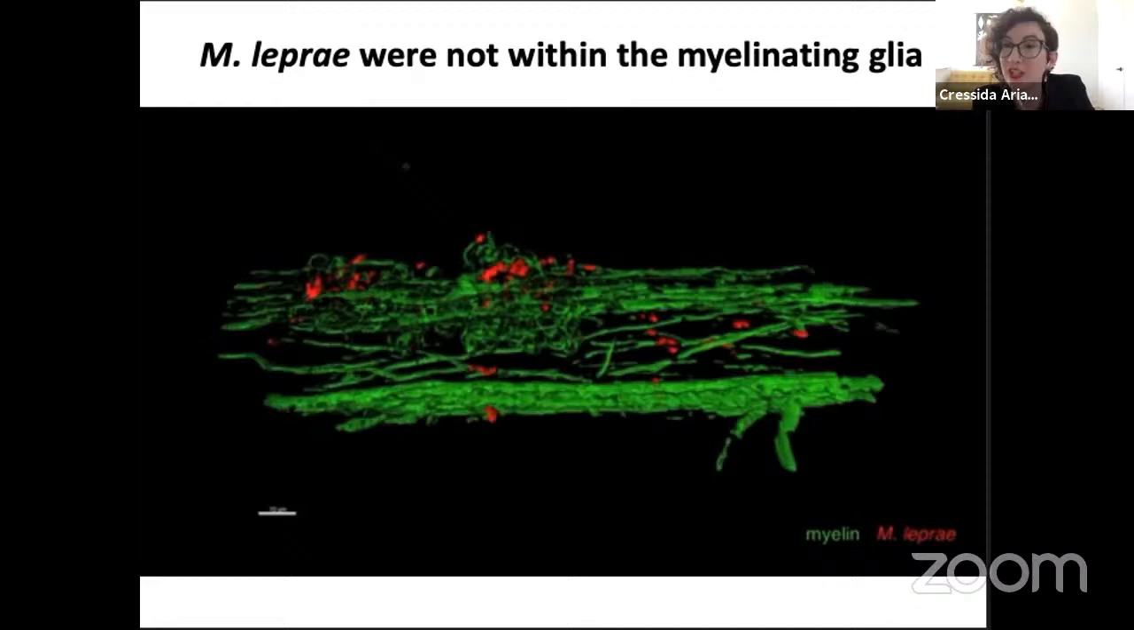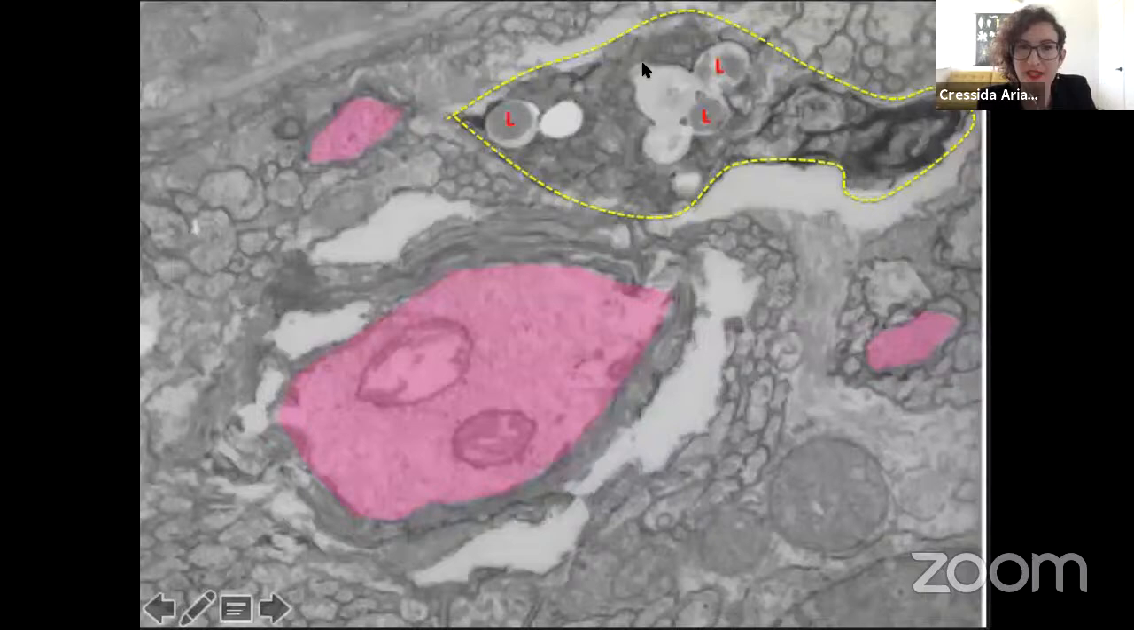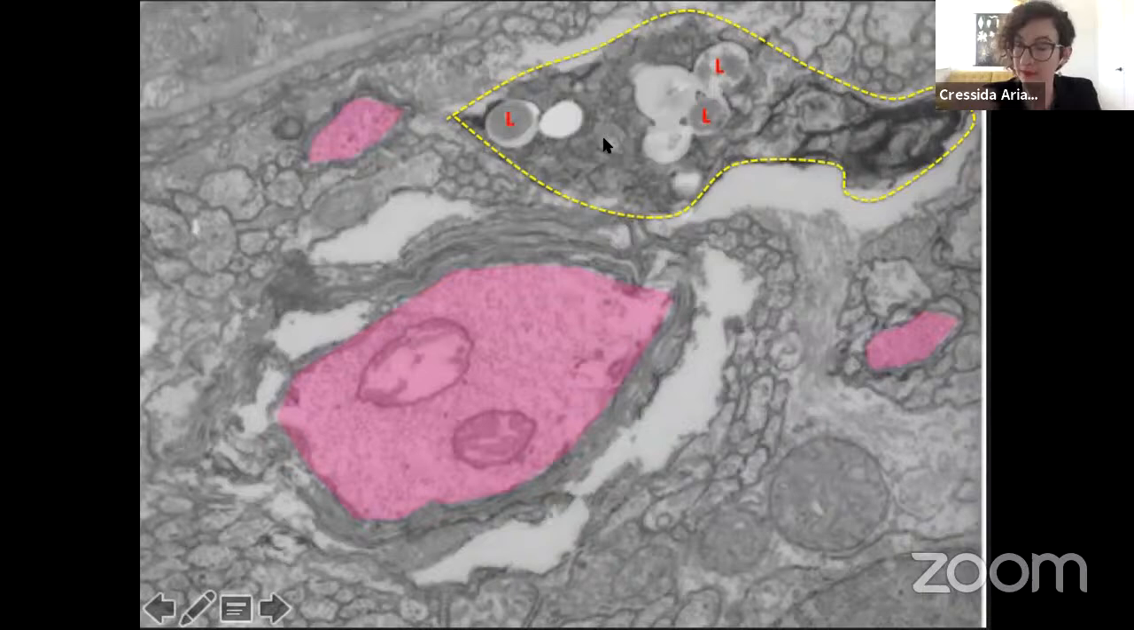The place that we saw them was in this cell here. So this is just one example of it. So you can see here, the M. leprae bacteria are in cross-section. I've labeled them with L's. They're inside of these electron lucent compartments inside of this electron dense cell. And so what this is, it's a phagocyte, or at least it appears to be, by electron microscopy. So this suggests that potentially M. leprae infected phagocytes are playing an important role in the nerve of these fish that are undergoing demyelination.